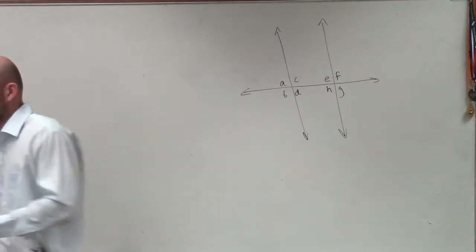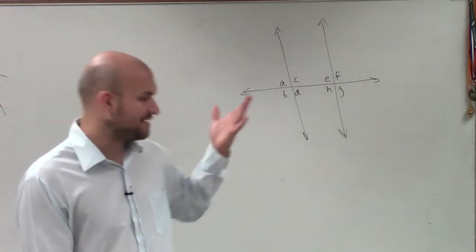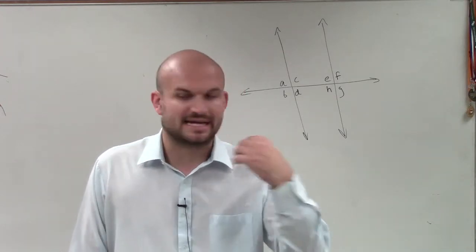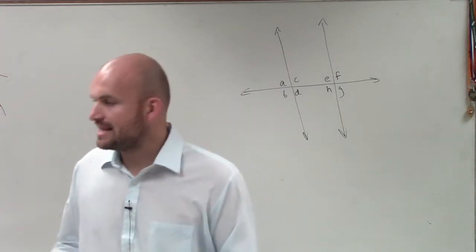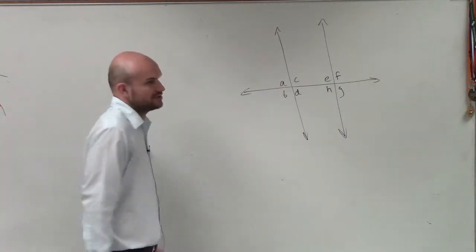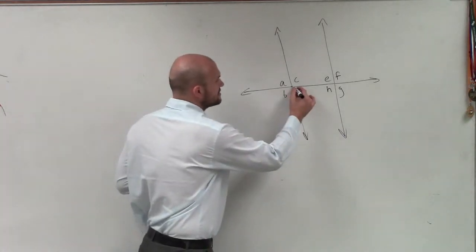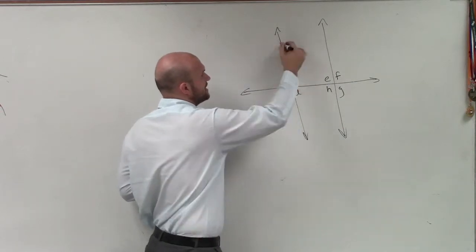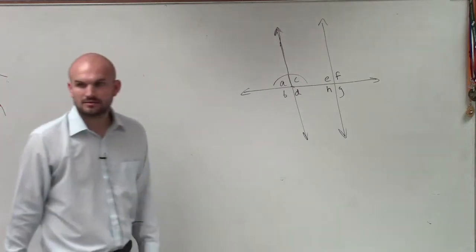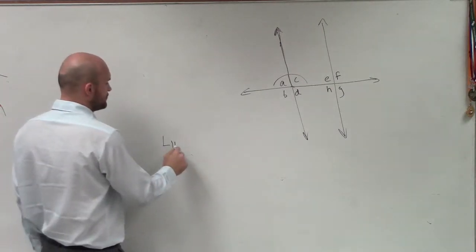The definition of a linear pair tells us that we have two angles that are adjacent, meaning they share a vertex and a side, that make up a straight line. So we just need to look up here and ask, what two angles share the same vertex and side that make up a straight angle? Is A and C a linear pair? Yes. So that is one example.